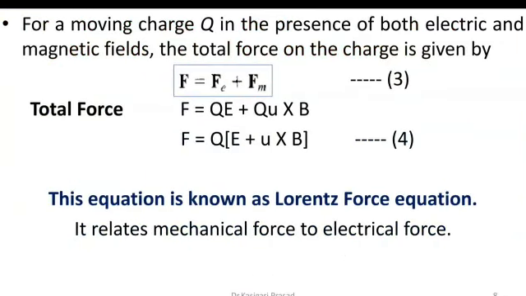Now, for a moving charge Q in the presence of both electric and magnetic fields, the total force on the charge is given as the sum of both the electric force as well as the magnetic force. So F = Fe + Fm is the third equation. Now we substitute the values: F = QE + Q u cross B. From here you take Q common. So F = Q(E + u cross B) is the fourth equation, and this equation is known as the Lorentz force equation.